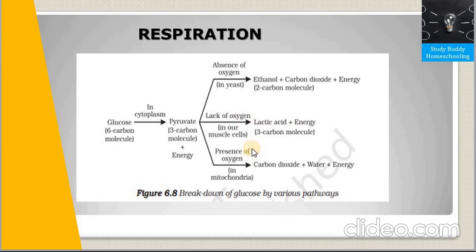Compared to these three, that is anaerobic respiration in the absence of oxygen, aerobic respiration in the presence of oxygen, and this lactic acid formation in the lack of oxygen, the energy released in the case of aerobic respiration, that is in the presence of oxygen, is much higher.